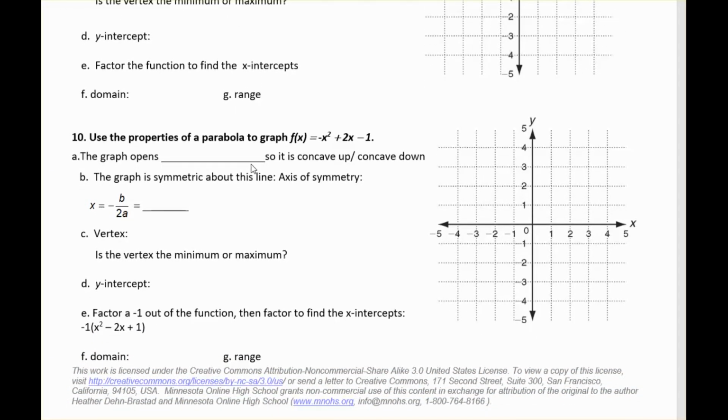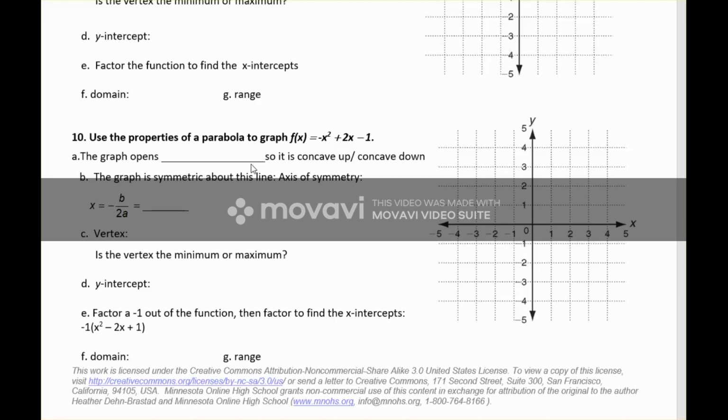Let's try number 10. So we have negative x squared plus 2x minus 1. So because it's a negative here, I know that this is going to open downward.